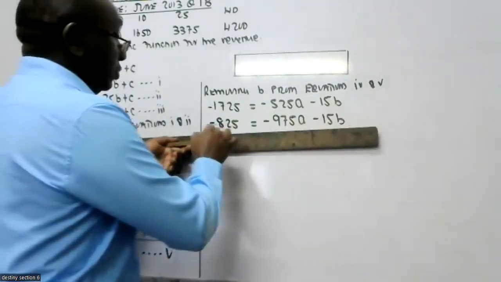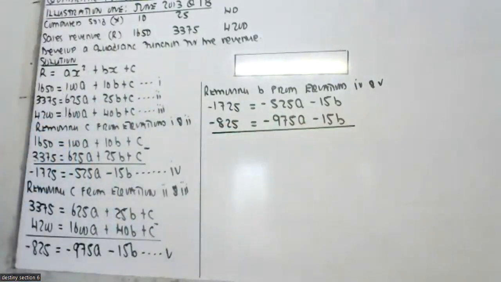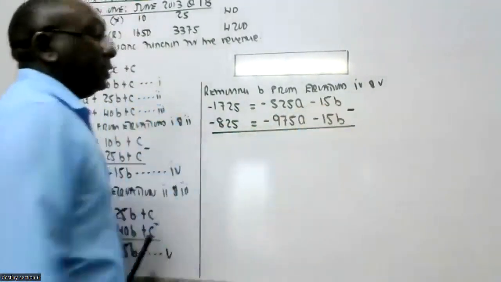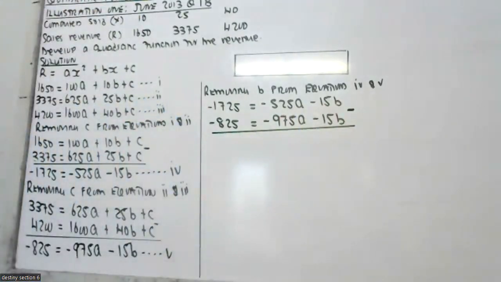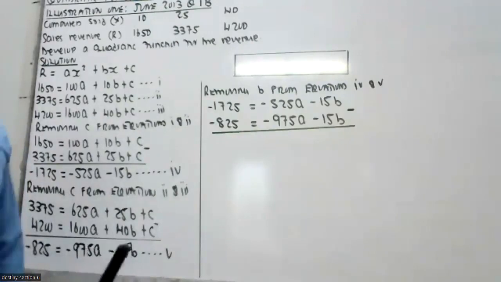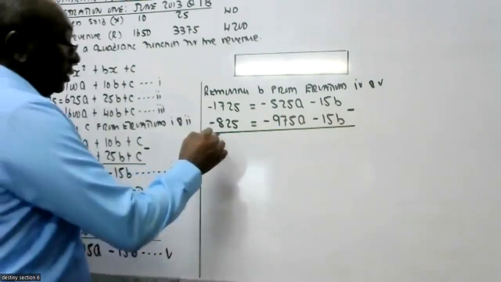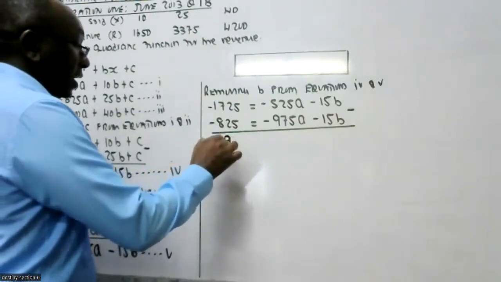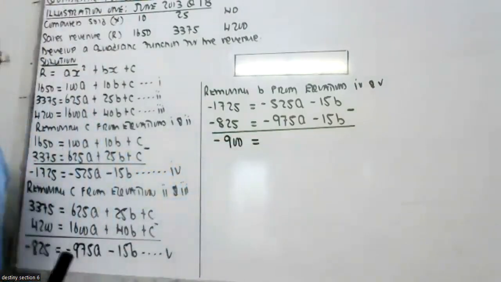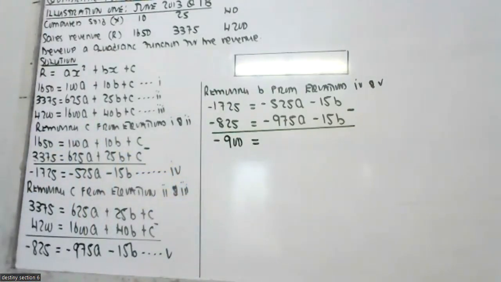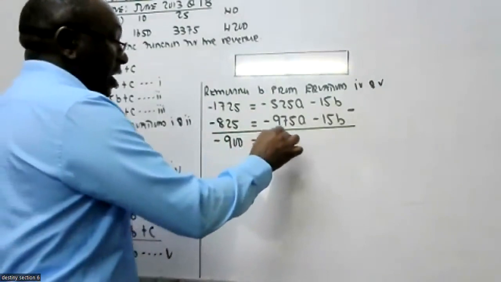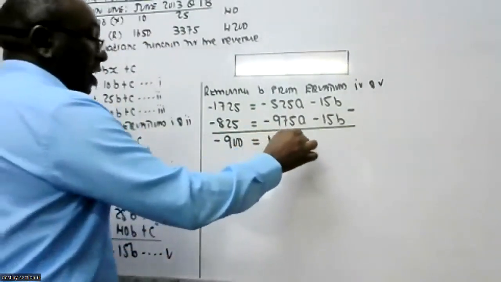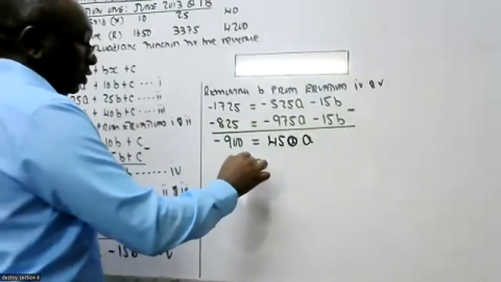So here what you need to do is to add, no, not to add, it's also to subtract, so that B can disappear. So minus 1725 minus 825, what do you get? Minus 2550. Then minus 525 minus 975, you get minus 450A. So then A should be equal to -2.